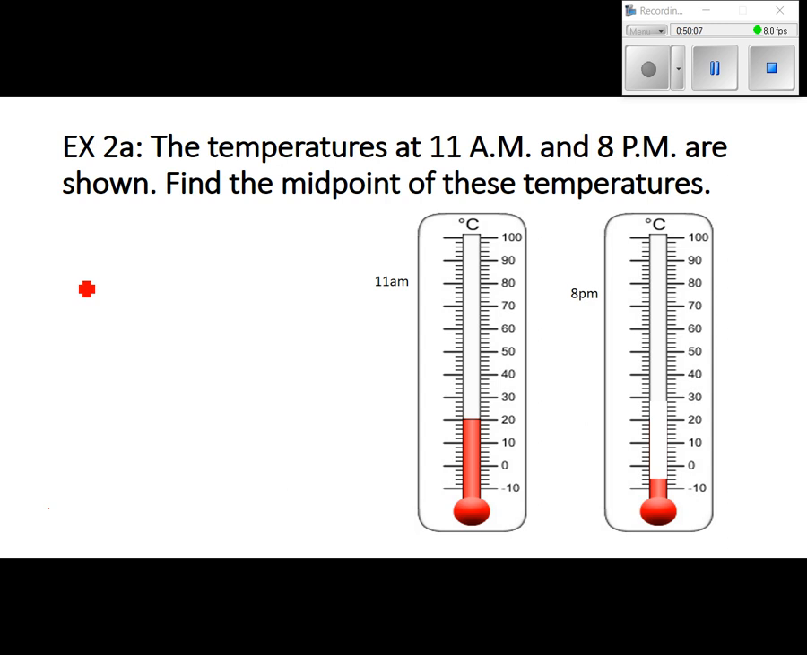Temperature at 11 a.m. and 8 p.m. are shown below. Find the midpoint of these temperatures. What was the temperature at 11 a.m.? 20 degrees, whatever the degrees are. It's in Celsius, I guess. Be careful. What's the temperature at 8 p.m.?